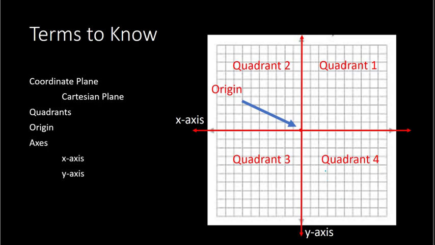And if you're struggling to remember which one is the x-axis and which one is the y-axis, notice if you take the letter y and kind of extend the bottom, it becomes a vertical line, which is what the y-axis is. So make sure you know these different terms and the different parts of the coordinate plane.